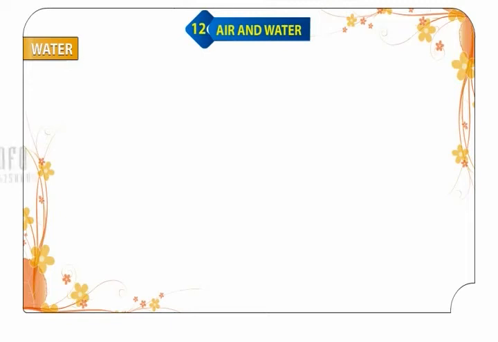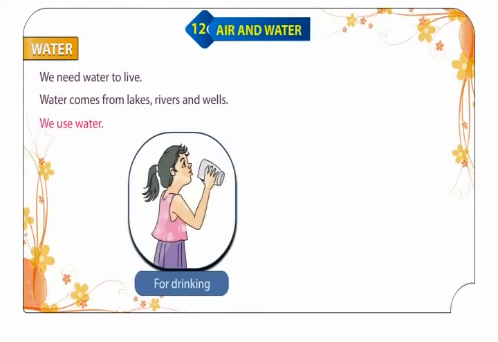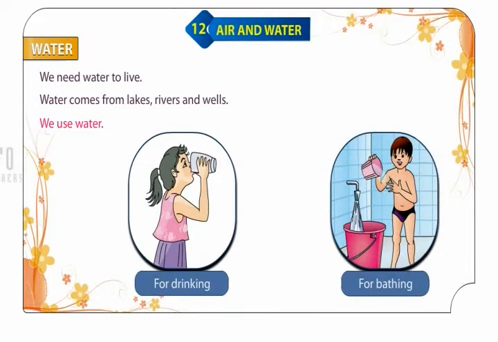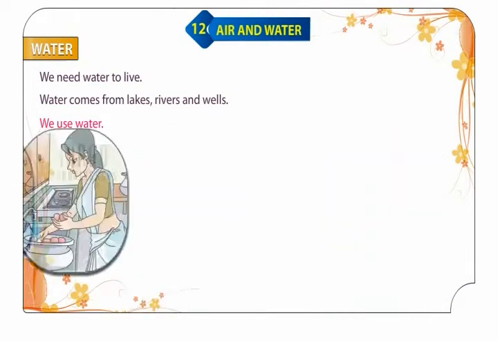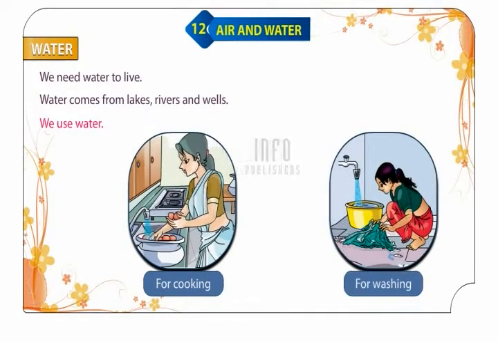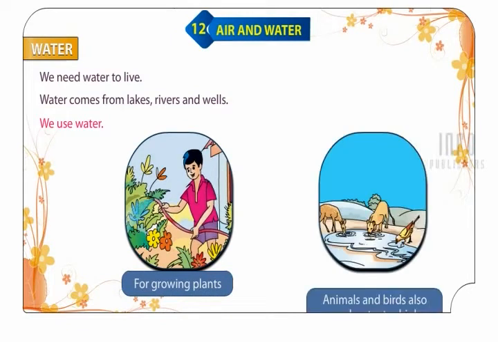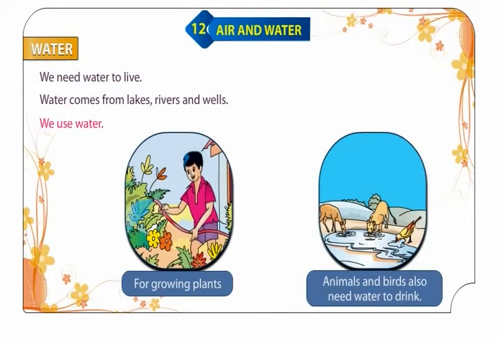Water. We need water to live. Water comes from lakes, rivers, and wells. We use water for drinking, for bathing, for cooking, for washing, for growing plants. Animals and birds also need water to drink.